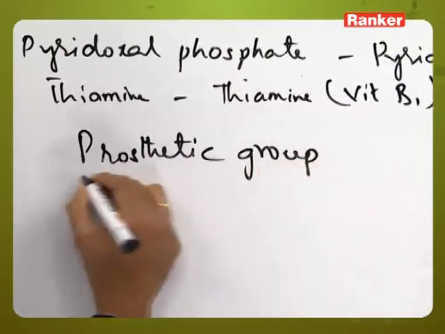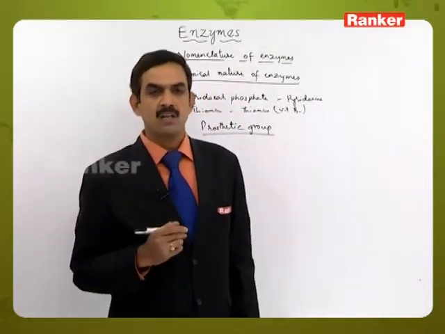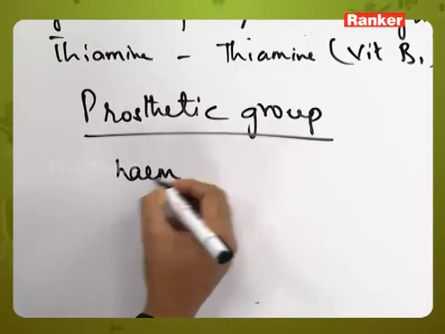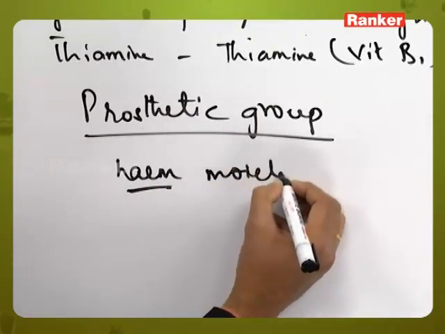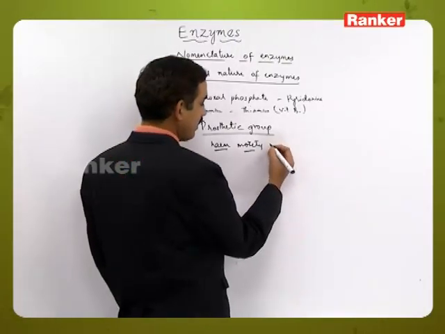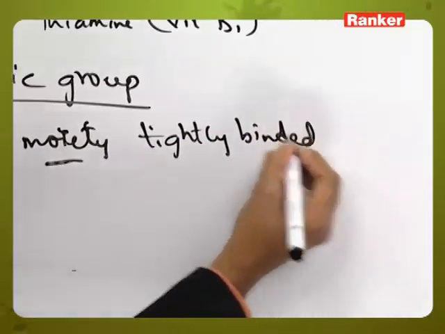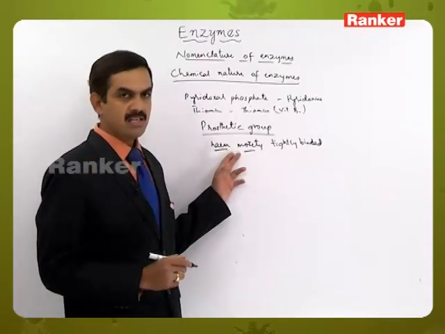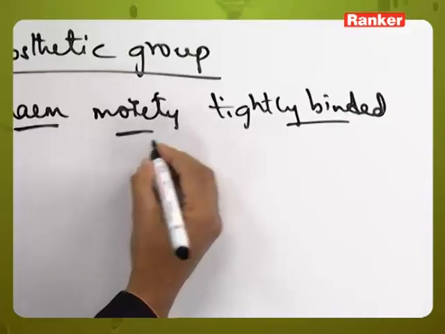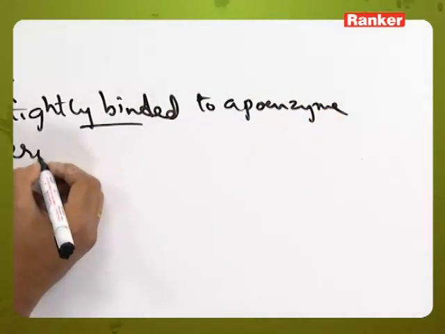As we have already discussed, the prosthetic group is made up of an organic compound that is tightly bound to the apoenzyme part. Like the heme group or heme moiety, which is a prosthetic group tightly bound to the apoenzyme part. The heme is a prosthetic group tightly bound to the apoenzyme in the peroxidase enzyme.